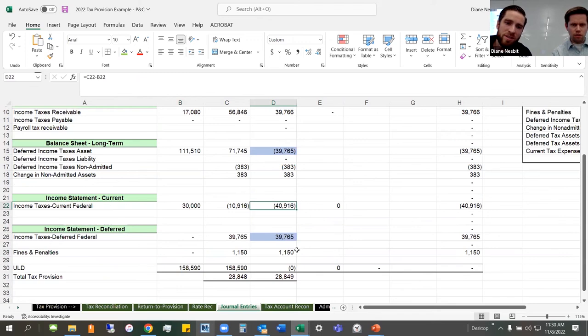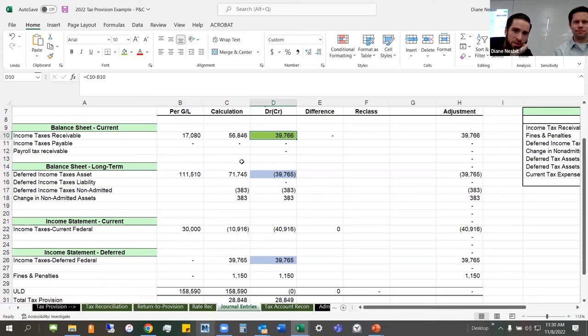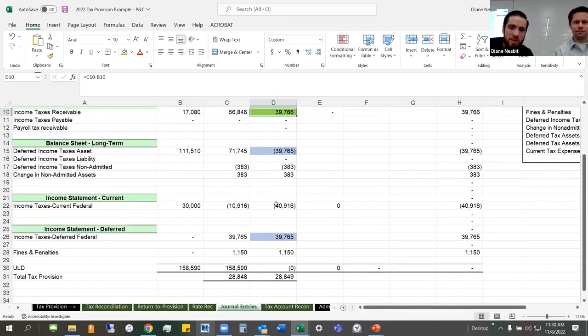So here's the tie out. There's the 39,766. So, sorry, we're kind of going all over the place, but this is the adjustment we're saying needs to happen to the income tax receivable. And you can see that between these two numbers, you have the same 39,766.